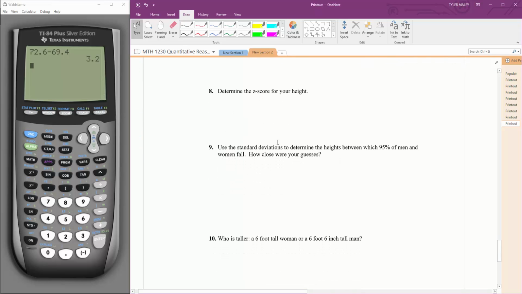So now number 8. Number 8 says to determine the z-score for your height. So remember, you need the equation z equals x minus x bar all over standard deviation.